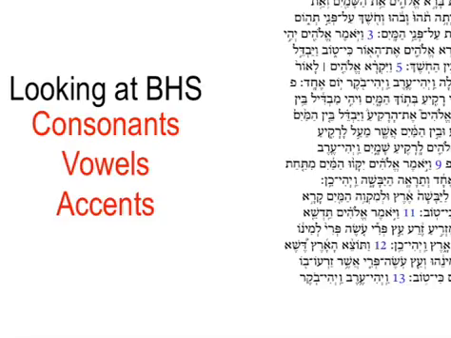Later in this lecture, I'll give you an idea of what the major accents do and what you need to be aware of. For now, all I want you to observe on this page is the three layers that exist on the screen. Look again. There's the consonants, the inspired part of the text. Then there are the vowels. Then there are the accent marks.